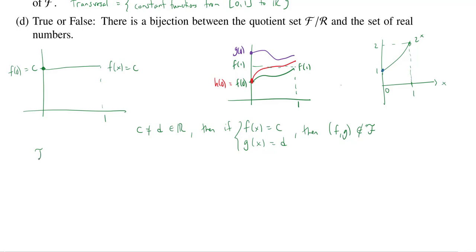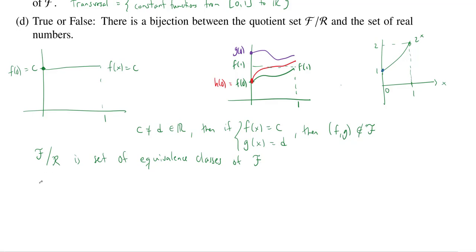Okay, so F modulo R is the set of equivalence classes of F. So it's not the transversal. That was actually taking one element from each equivalence class. Rather, the elements of this set are the equivalence classes themselves. So we want to know if there's a bijection between the quotient set and the set of real numbers. And this is where the answer to the previous problem is going to be so nice.